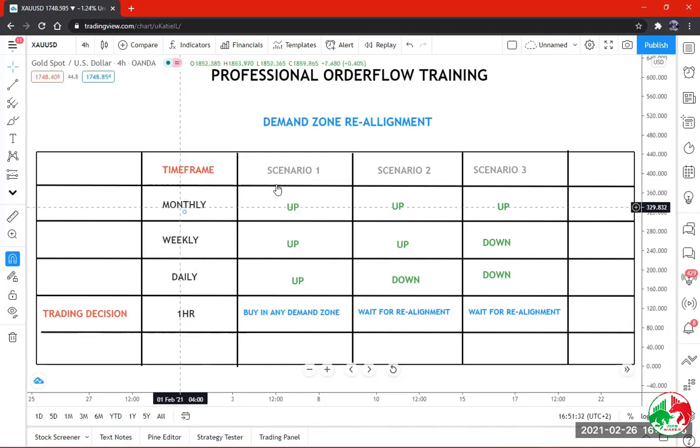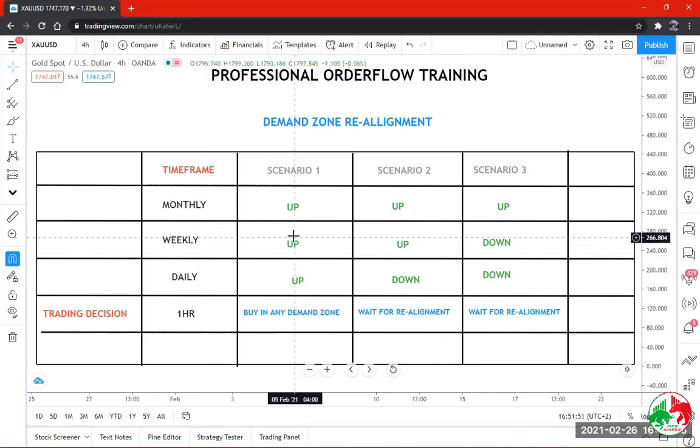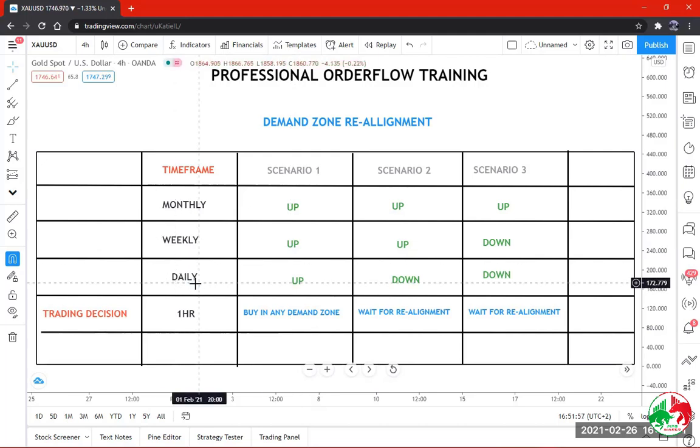So on scenario 1, when you go to your monthly time frame, if the monthly is saying up, meaning the current candle on your monthly is bullish, and the current candle on your weekly is also bullish, then you will go to the daily time frame. But on the daily, you don't look at the current candle. You actually look at the previous candle, because we are looking to trade imbalances from the previous day.